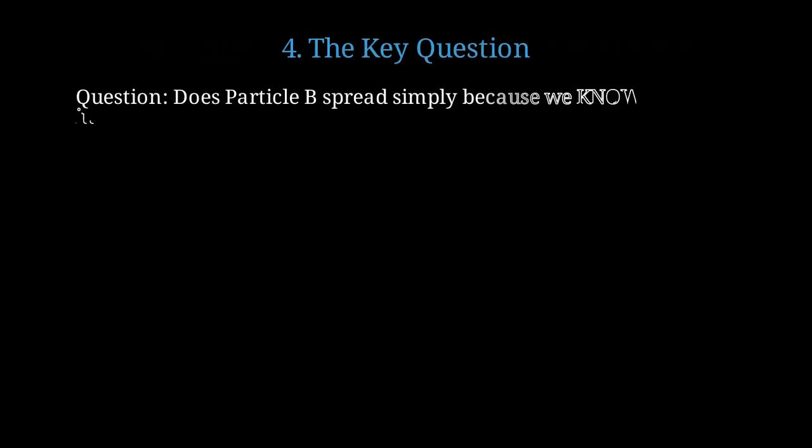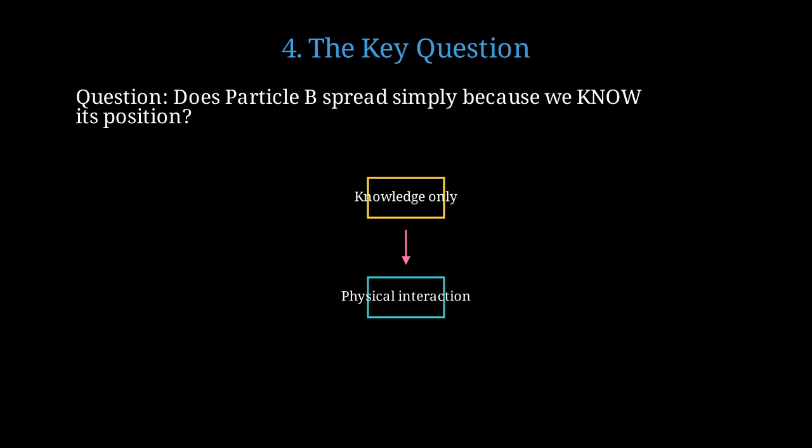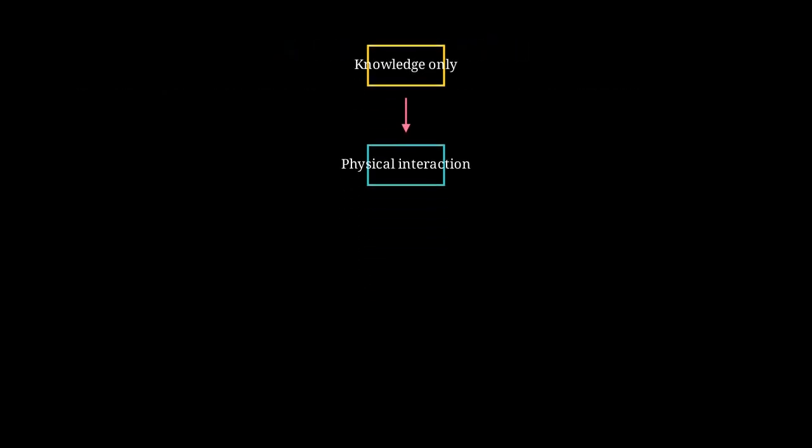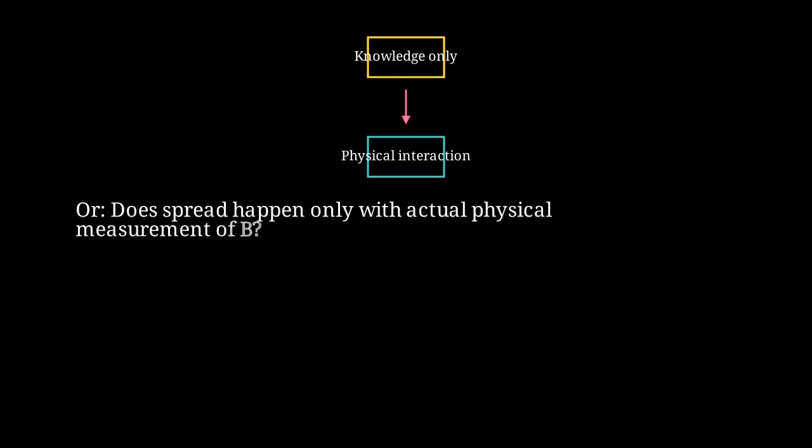Does particle B's momentum spread simply because we gain knowledge of its position through the entanglement? Is it our knowledge alone that causes the spread, or must there be a physical interaction? Or does the spread happen only if we actually physically interact with particle B itself?